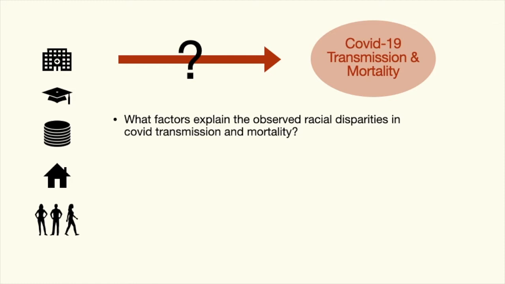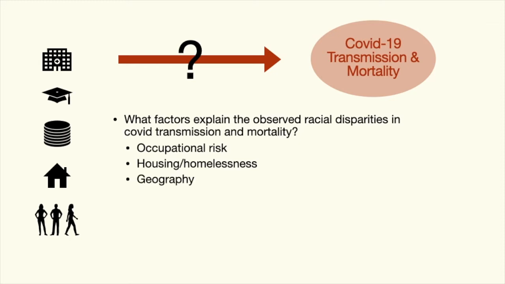First, we'd like to better understand and quantify the factors that explain the observed racial disparities. We're specifically interested in how occupational risk impacts transmission. For example, while most of us working in data science were able to effortlessly transition to working from home back in March, much of the workforce was not, limiting the ability of those workers to social distance and protect themselves. We're also interested in how housing factors such as housing density and those experiencing homelessness have played a role in the transmission of COVID, and how this relates to the geographic variabilities we've seen in COVID transmission.